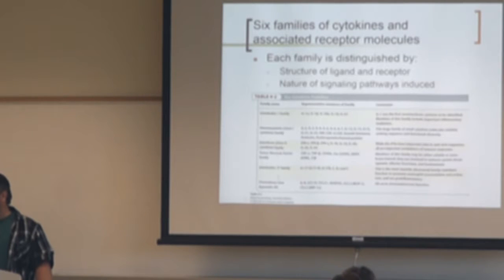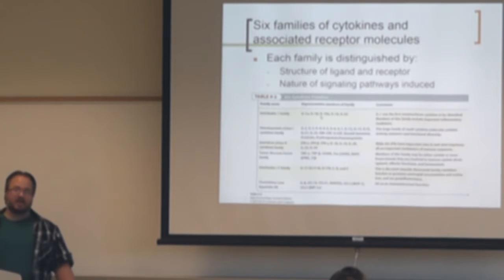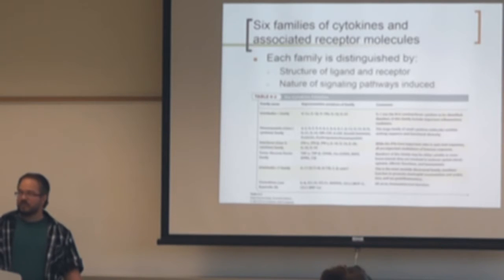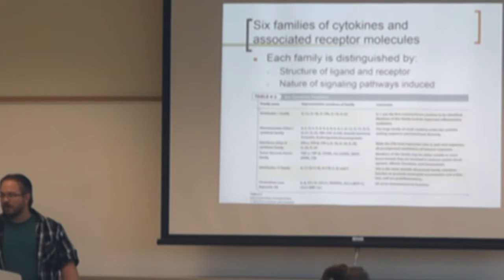It's good to know the different classes and maybe a few of the key cytokines, like IL-1 beta would be my favorite. In the study guide, I'll try and also say if I'm going to have questions on these, and I'll tell you, hey, focus on this. I want you to know that IL-1 beta is part of the interleukin 1 family, or here IL-2 would be one of my favorite cytokines.